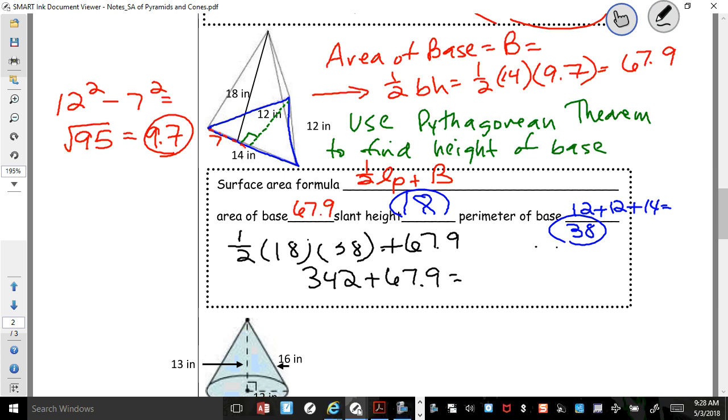This looks weird. What is 67.9? Because half of 14 is 7 times 9.7. Area of the base. We got 1/2 of 14, which is 7. And 7 times 9.7, which is what? Add those two together, what do you get? 409.9.